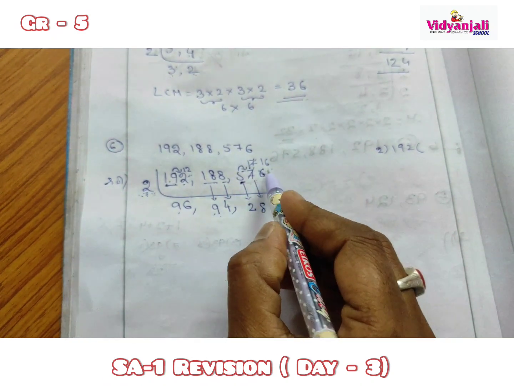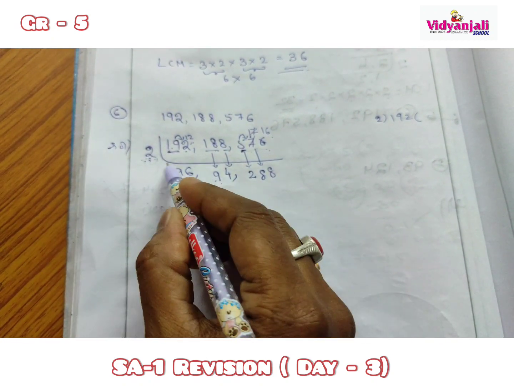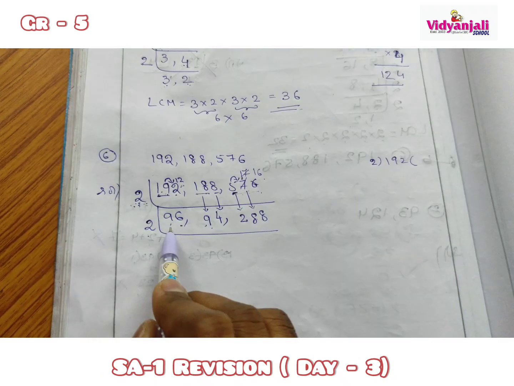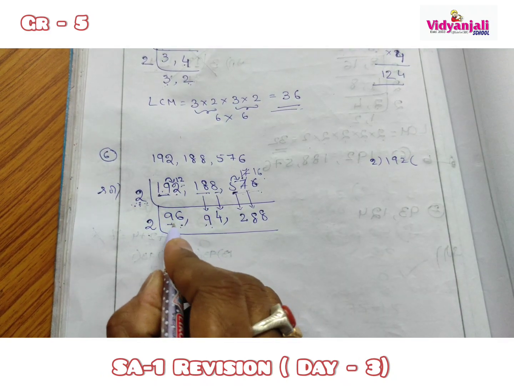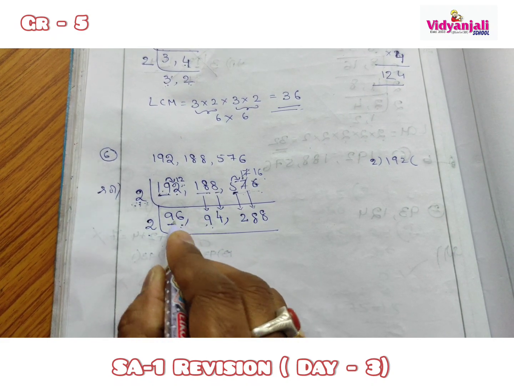So in 2 table, 2 8s are 16. Okay. Now again we have all even numbers, so we can take 2 table again. How many times is 96? Let's check how many times is near to 9. In 2 table, 2 4s are 8, right?